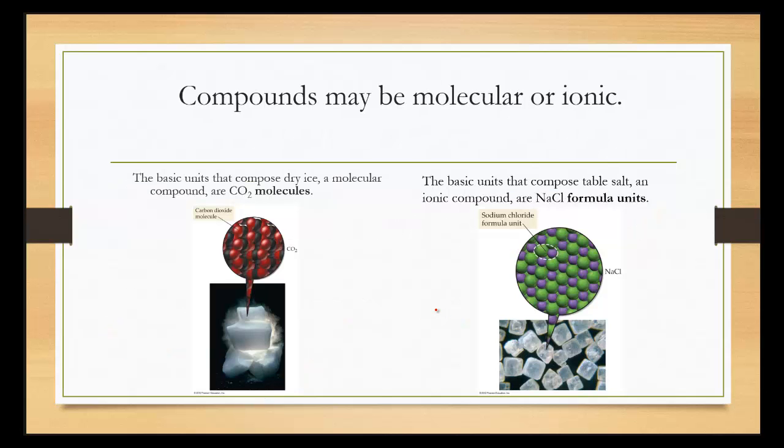The basic units that compose dry ice, a molecular compound, are carbon dioxide molecules. We see that here. Notice their individual molecules. Whereas the basic units that compose salt, an ionic compound, are NaCl formula units. Notice there's no distinct beginning and end. It keeps going on and on and on.